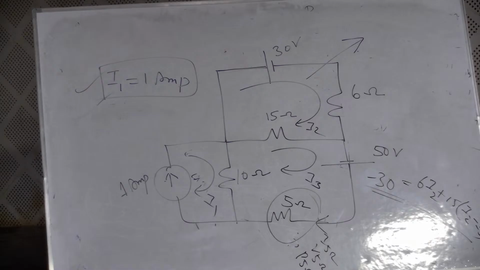7I2 minus 5I2 is equal to -10. Is it correct? 7I2 minus 5I2 is equal to -10. Correct?